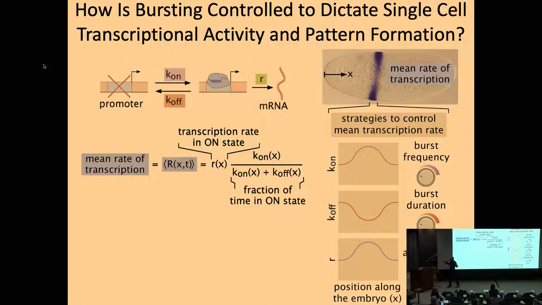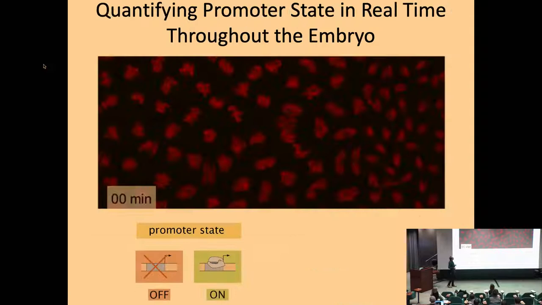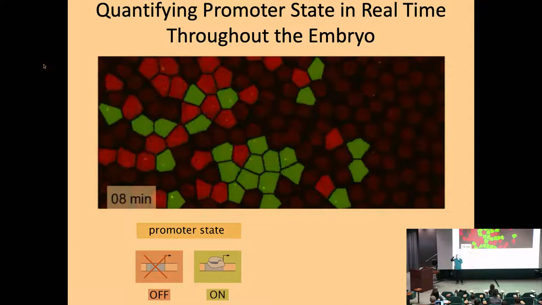And clearly, if you want to figure this out, you need to be able to measure the parameters, the frequency, duration, amplitude, as you move along the embryo. And to cut a long story very short, we've developed technology that allows us to infer at each point in development what is the most likely state of the promoter. So you can see here the promoter switching on and off, switching on and off.